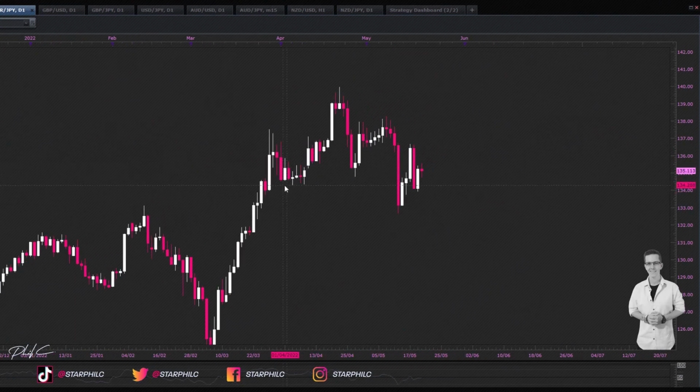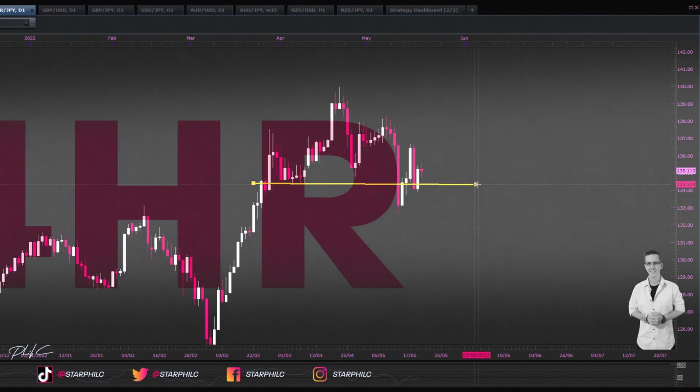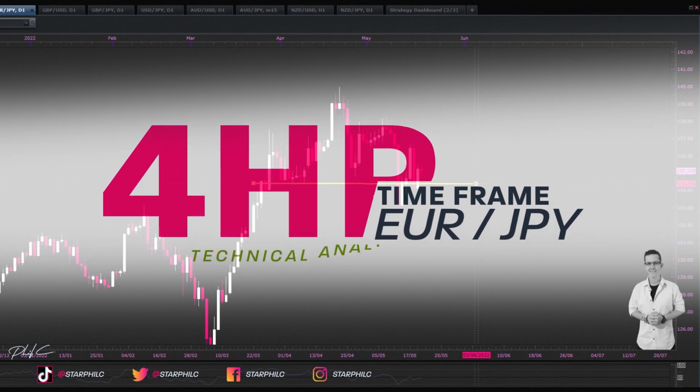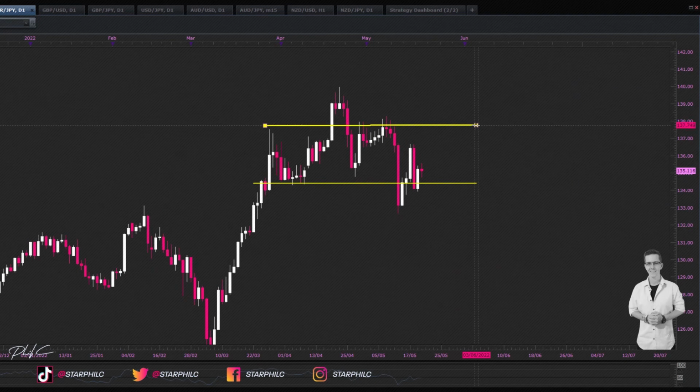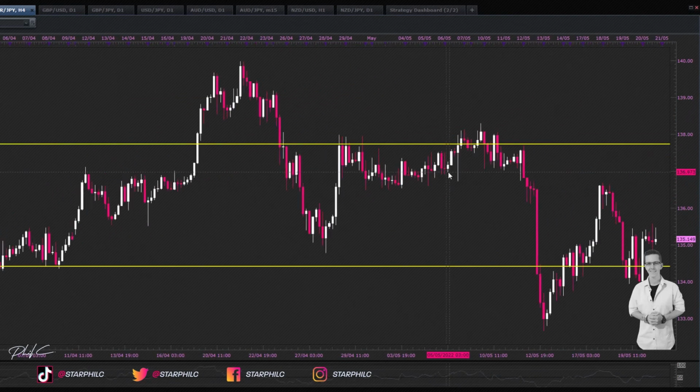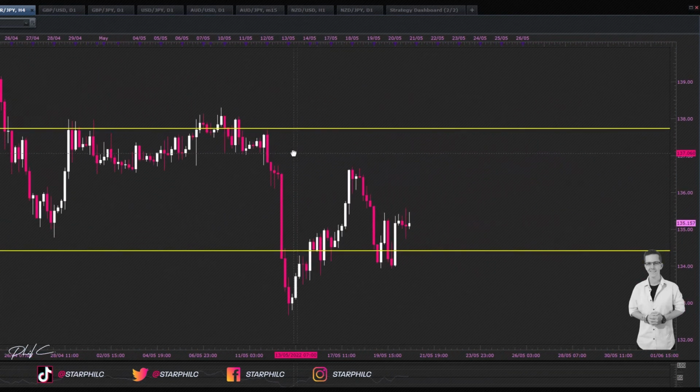We are moving towards left to right, like this. Okay, so we are in this range right here. And what I'm looking for as I head down to a lower time frame is see if we can find any pattern setups. So let's go to the 4-hour time frame.